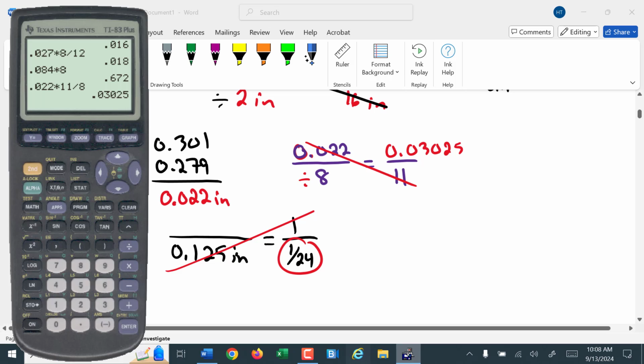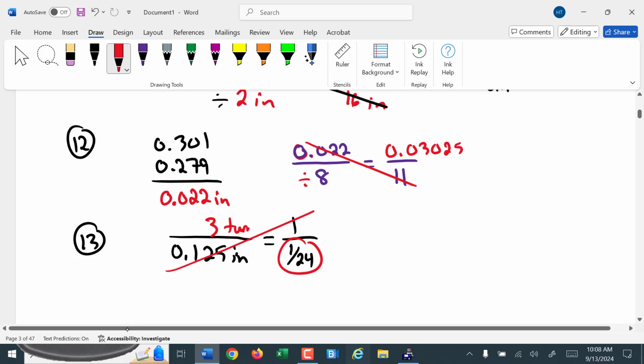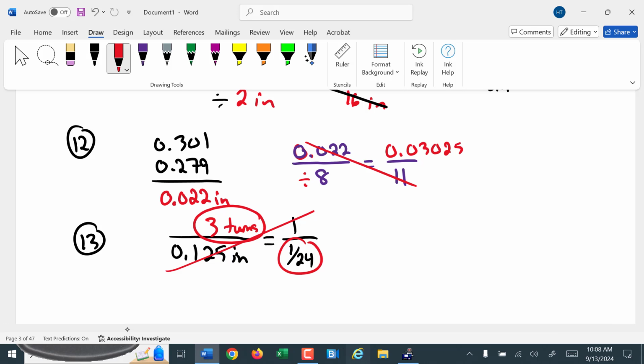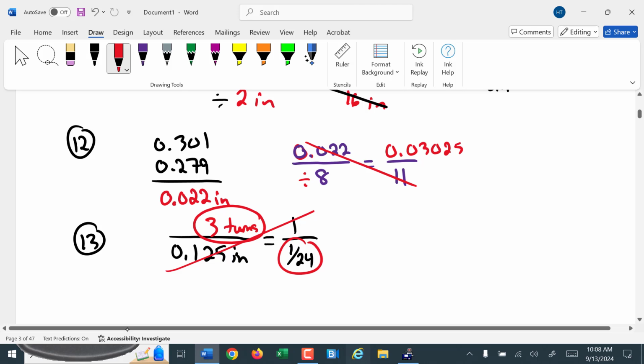So to do this, you have to be careful. 0.125 times 1, of course, is just going to be 0.125. When we divide by the 1/24, I use parentheses: divided by parentheses 1 divided by 24, and close those parentheses. I get 3. So 3 turns. Three turns should bring you up to 0.125 inches.